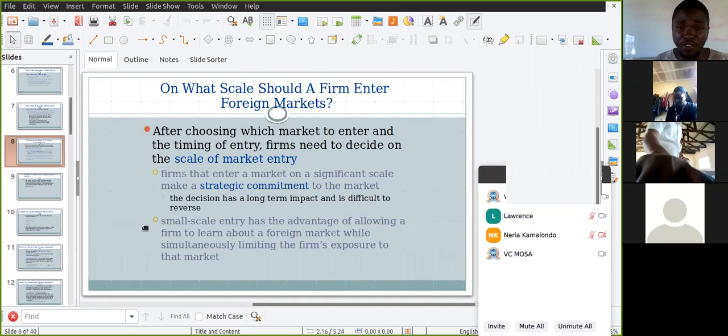Many people would prefer to go with a small scale because on a smaller scale, you'll be able to learn whilst experiencing fewer costs or losses because you are not fully informed, you do not have the full information of that given area. But if at all you have the capacity to run on a larger scale, you would decide to enter that given market on a larger scale.